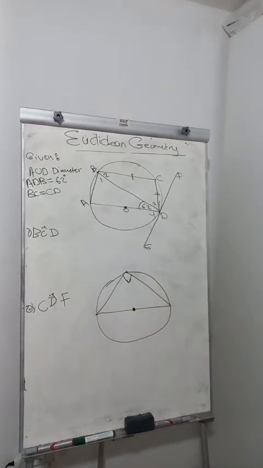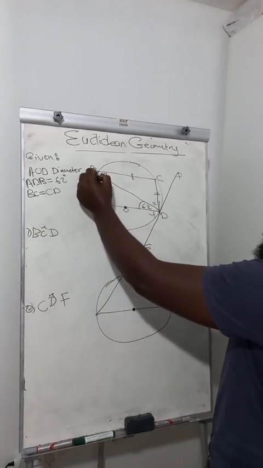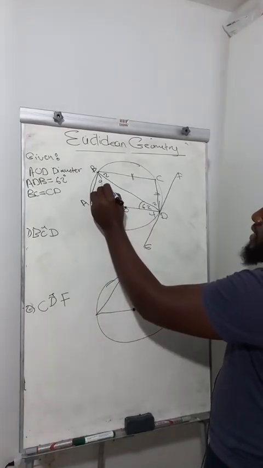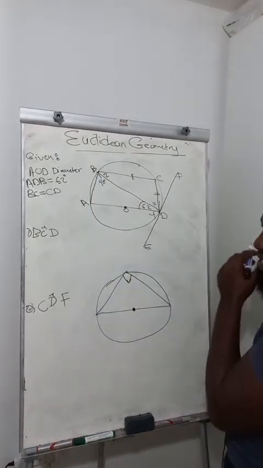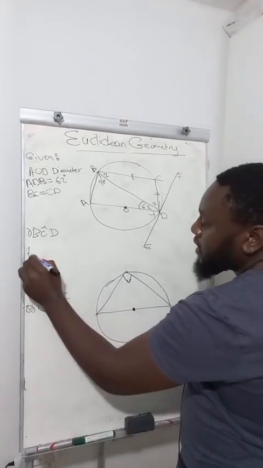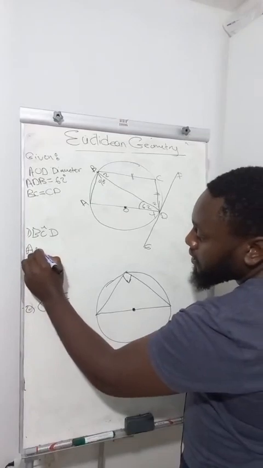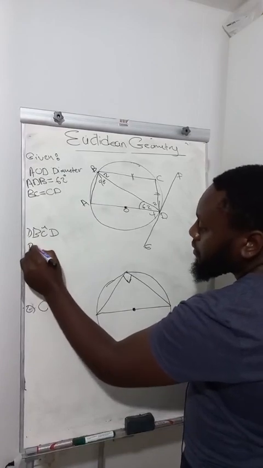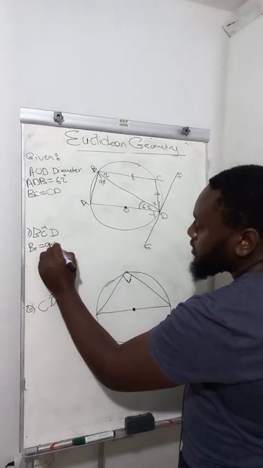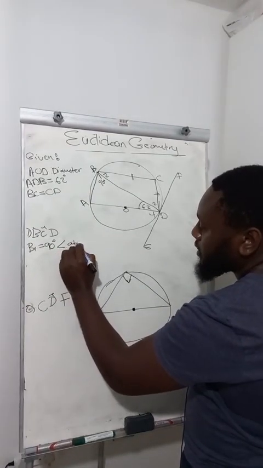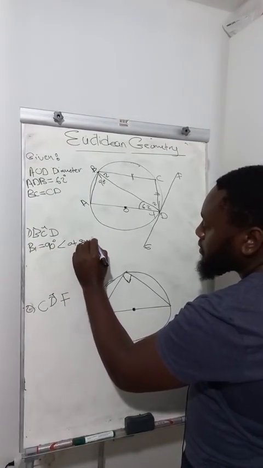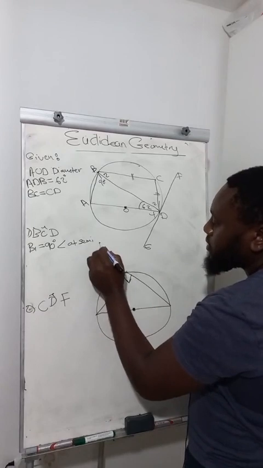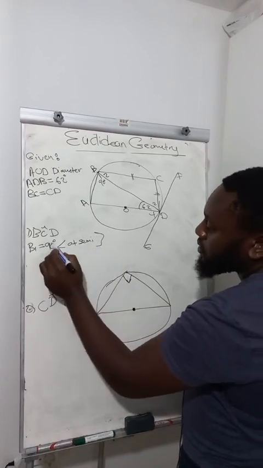So if you do have a situation like this, it's B1. So we can say B1 is a 90 degrees. So the first thing you'll write here is B1 is equal to 90 degrees, angle at semicircle. This will be your reason.